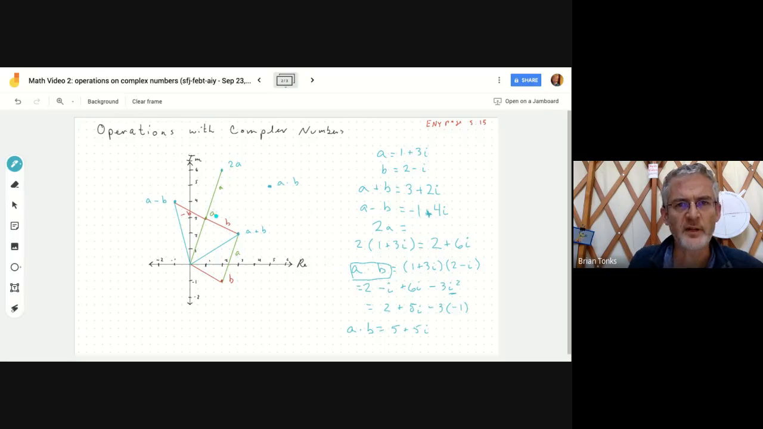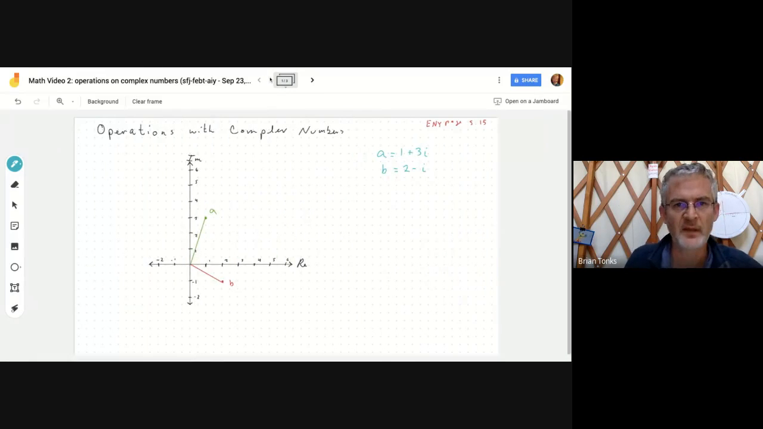There's a lot of stuff going on here. Let's go back to our first slide. Here we go. So there's a and there's b, and we just found that a times b equals 5 plus 5i. So we're going to go over 5 and up 5 and plot it.